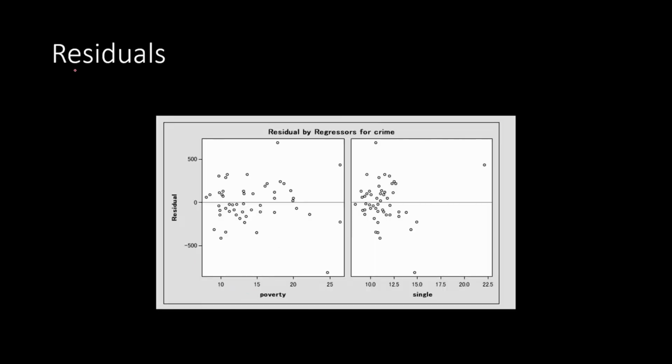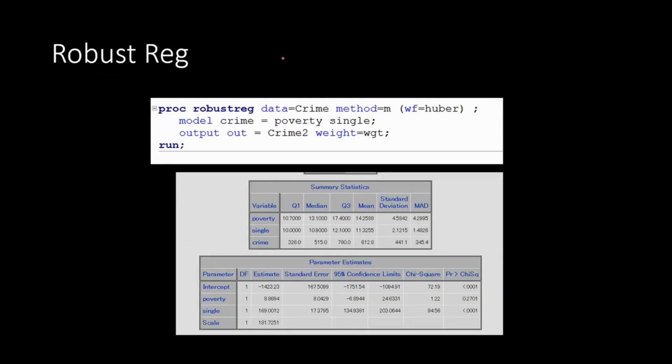So you can also plot the residuals from the OLS regression, and you can see that some of the residuals are far away from the other residuals. So there's a presence of outliers. That's what it confirms. So we'll use robust regression, and we'll use robust reg in SAS to do the estimation. So when we run this, we will get this output.